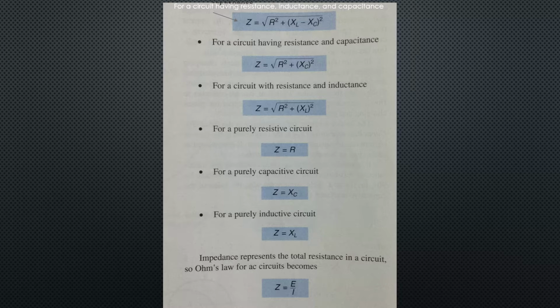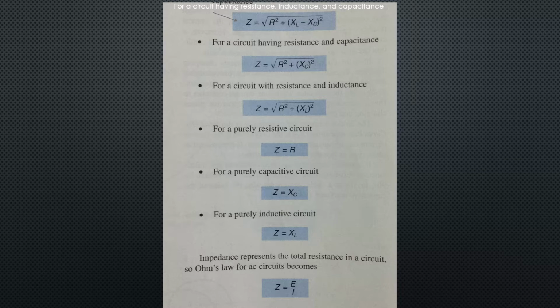For a circuit having resistance, inductance, and capacitance, Z is equal to the square root of resistance squared plus inductive reactance minus capacitive reactance, all to the second power.